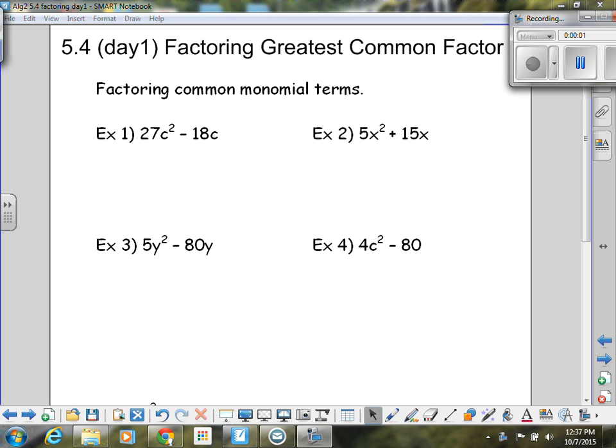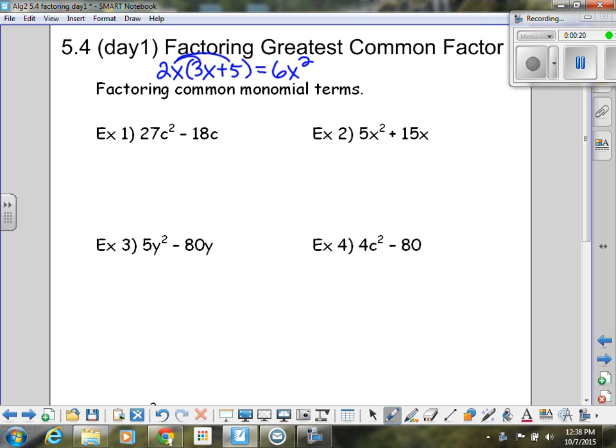So guys, we're going to move on in factoring and talk about the greatest common factor. And guys, this is coming from the opposite of distributive property. So keep in mind, when we have distributive property, if I have something like this, then I multiply the 2x times both of those. And that would give me 6x squared plus 10x. So going forward in the distributive property, I multiply each of those things by 2x. But if I'm going backwards, I'm going to be dividing.